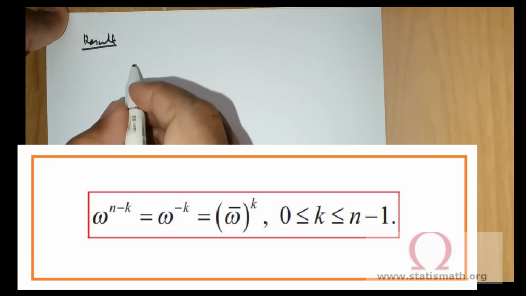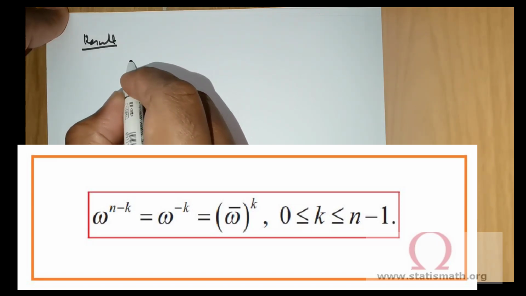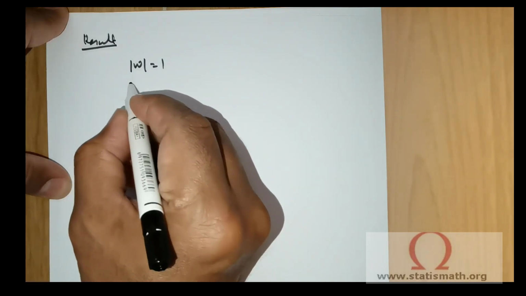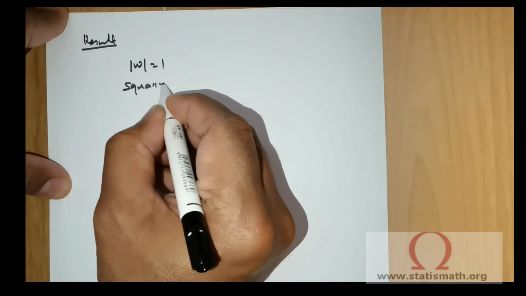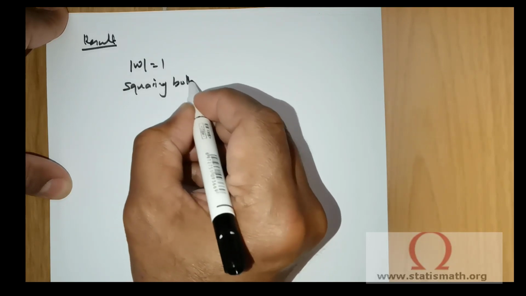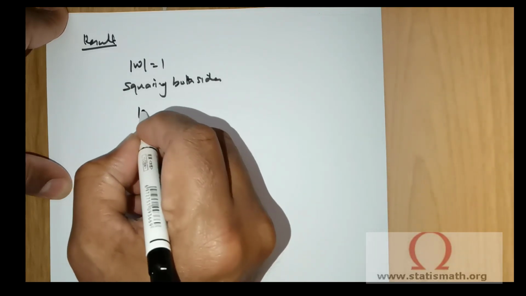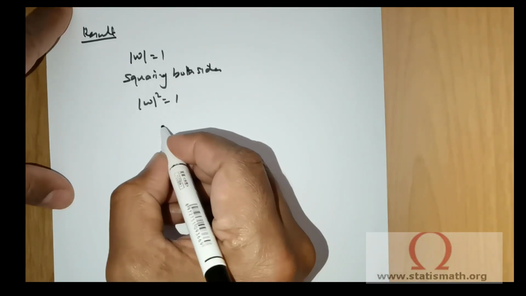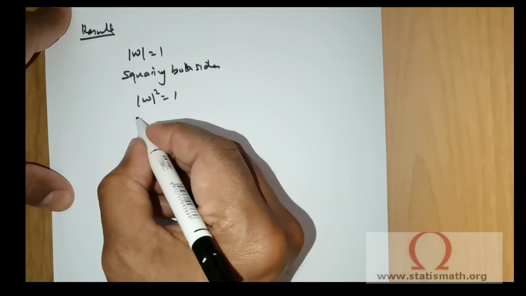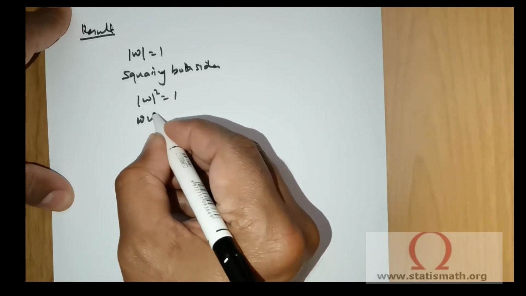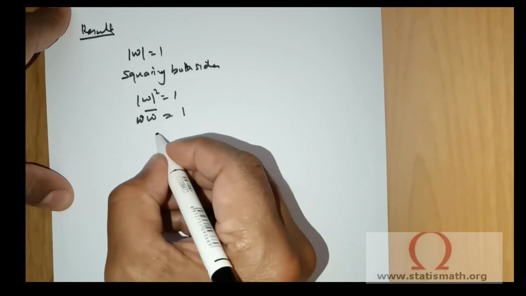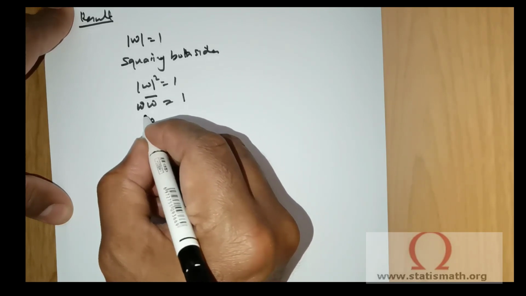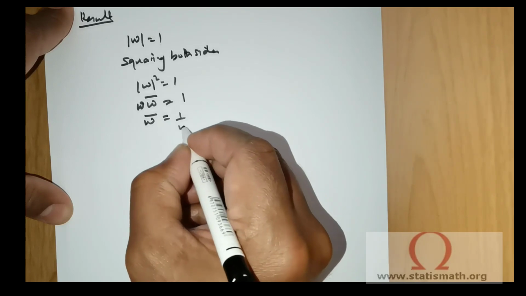Students, we are going to study another result. Now, we know that modulus of omega is equal to 1. Squaring both sides, we would get modulus of omega squared is equal to 1 squared. 1 squared is 1. And modulus of omega squared can be written as omega times omega bar is equal to 1. And from here I can rewrite this as omega bar, or omega conjugate, is equal to 1 over omega.